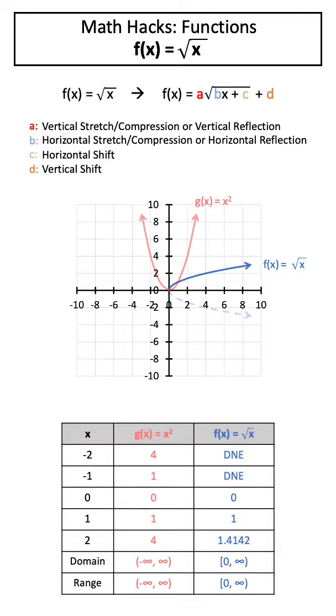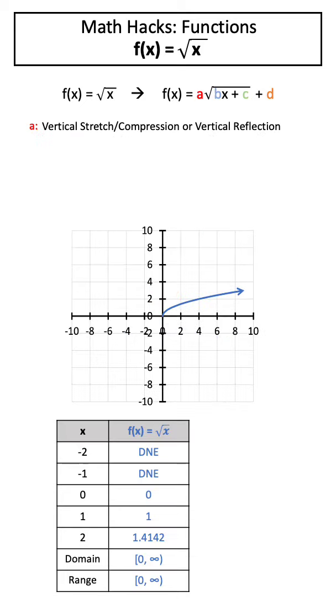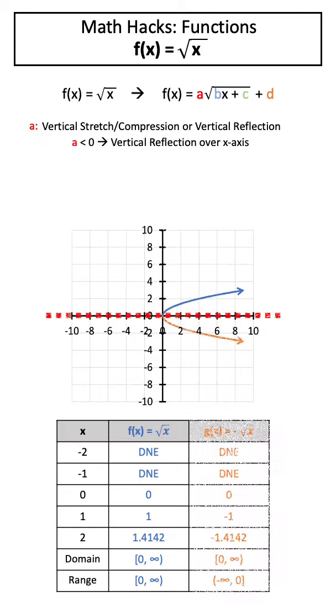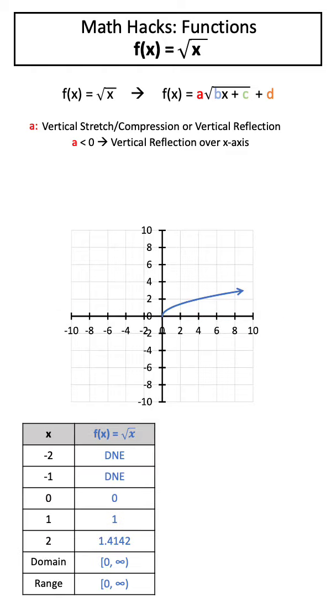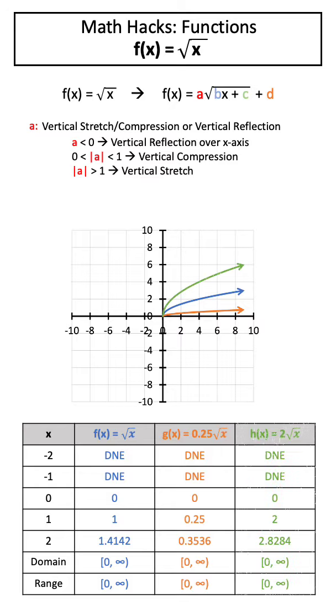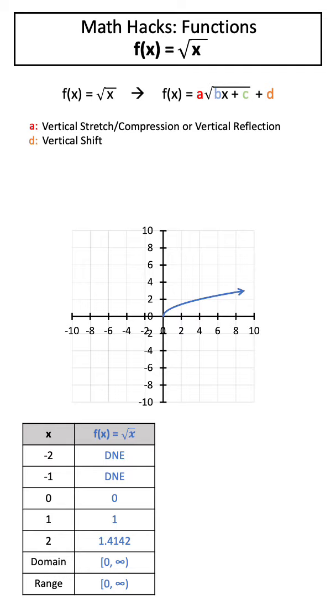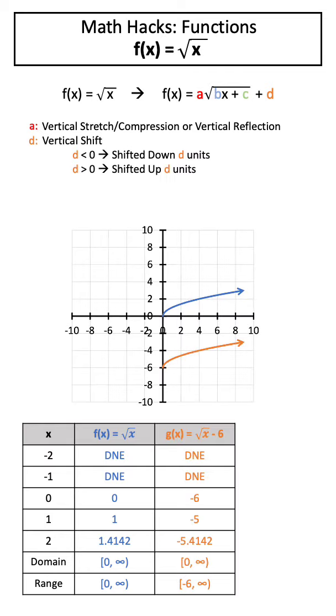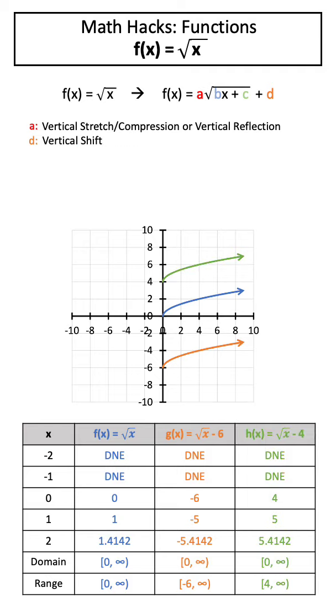Like all functions, we can transform the parent function. If a is less than 0, this will vertically reflect our function over the x-axis. If the absolute value of a is between 0 and 1, this will vertically compress our function, whereas if the absolute value of a is greater than 1, this will vertically stretch our function. If d is less than 0, this will shift our function down d units, whereas if d is greater than 0, this will shift our function up d units.